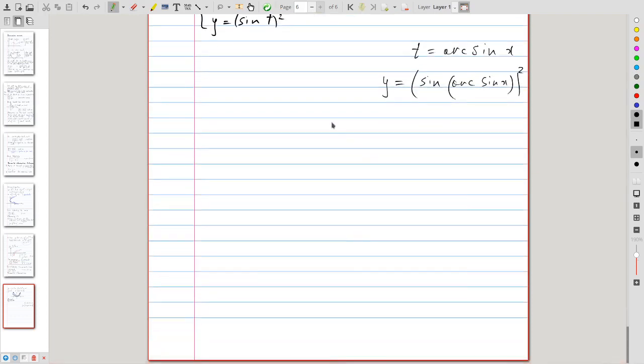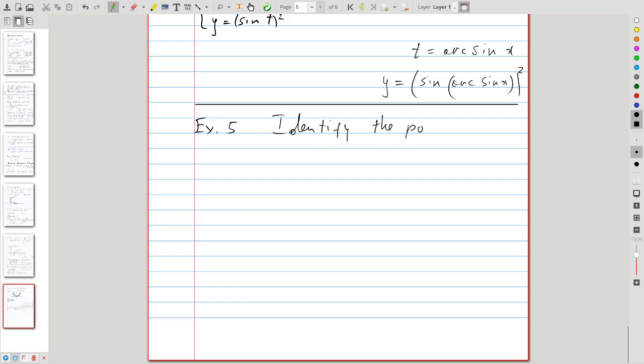And another example we'll do with parameter elimination, which would be example 5. And with the same question, identify the parametric curve. And the curve is given by the pair of equations x equals tangent squared of theta, y equals secant of theta.